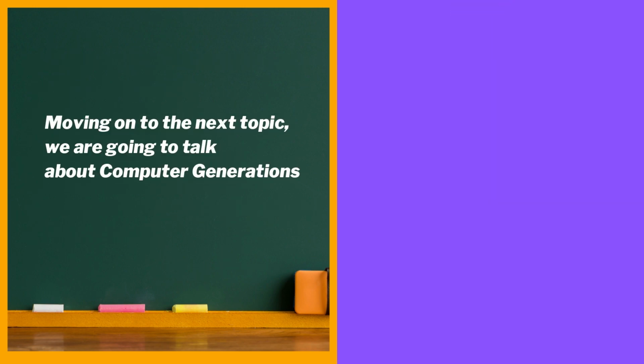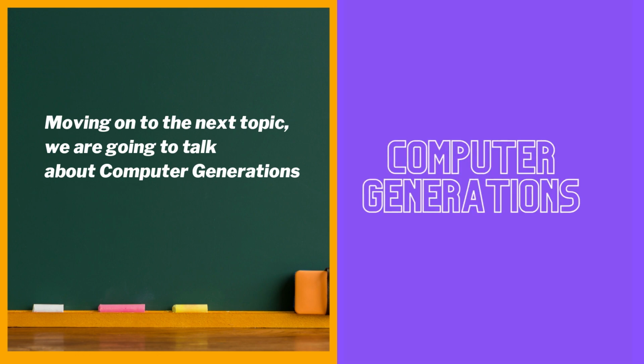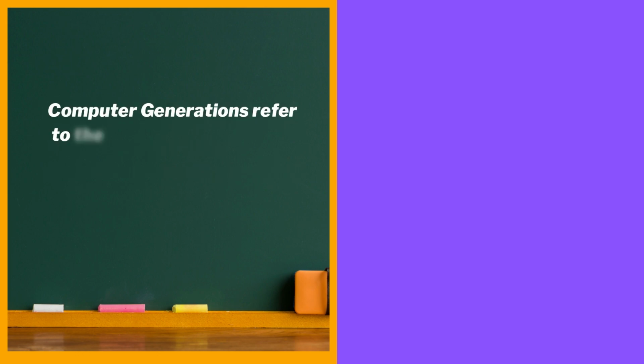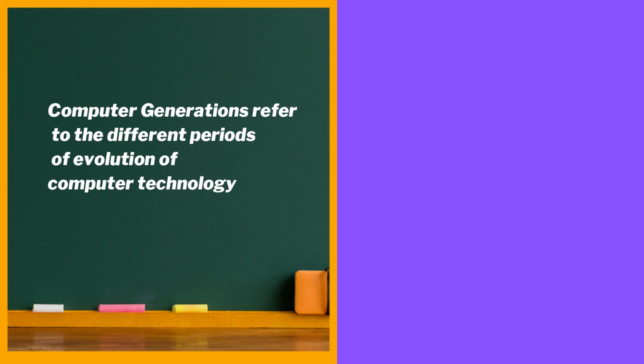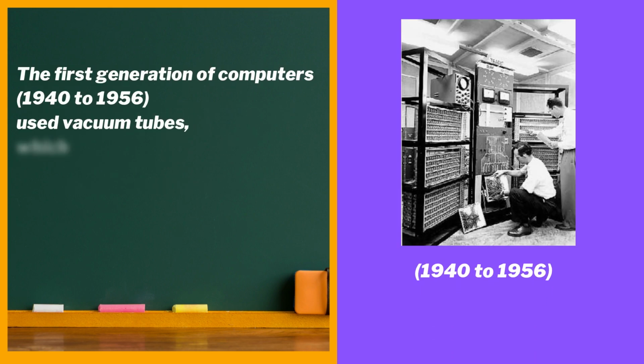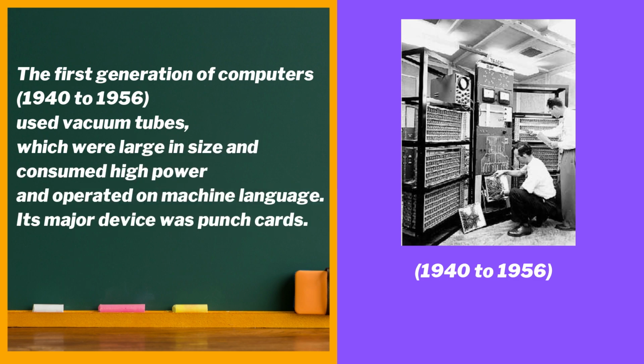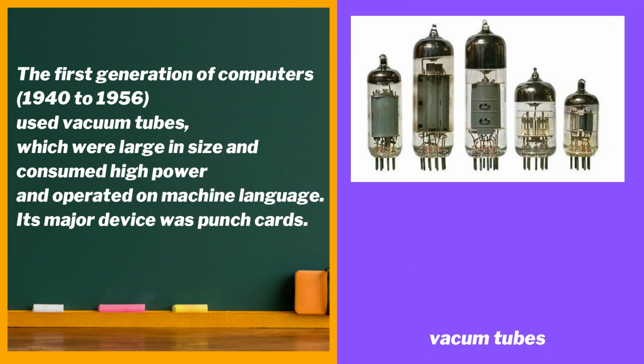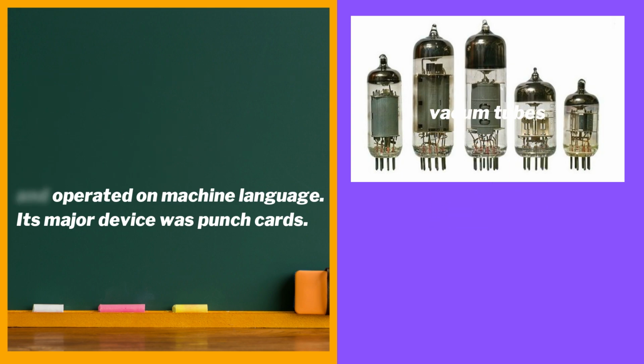Moving on to the next topic, we are going to talk about computer generations. Computer generations refer to the different periods of evolution of computer technology. The first generation of computers, 1940 to 1956, used vacuum tubes, which were large in size and consumed high power, and operated on machine language. Its major device was punch cards.